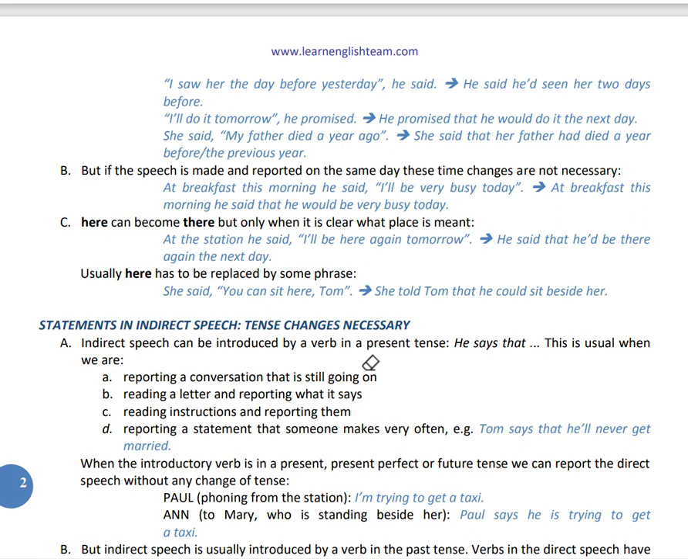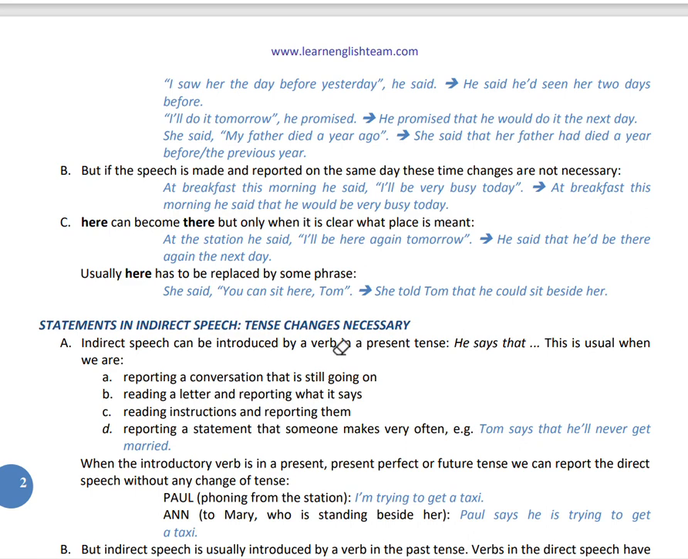Great. Usually here has to be replaced by some phrase. Here. He said, "You can sit here, Tom." She told her that he could sit beside her.